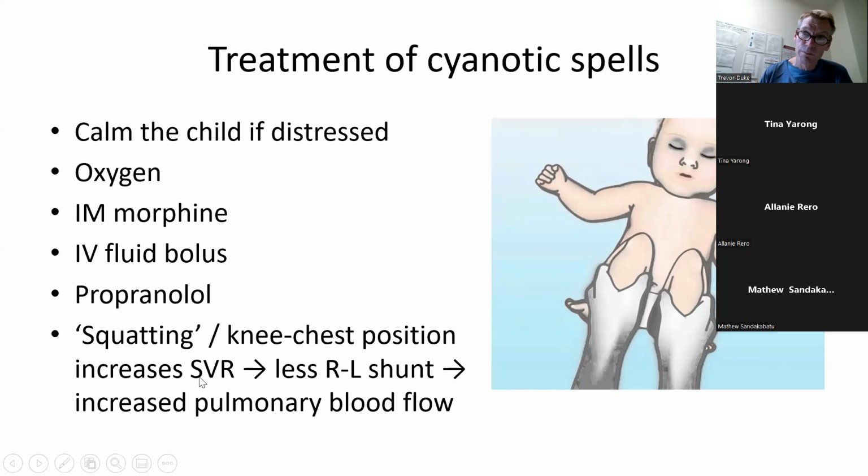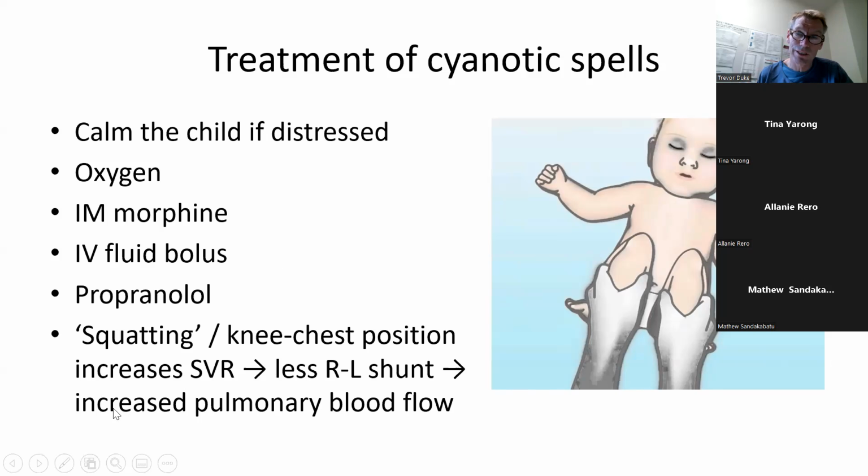It encourages blood to flow back to the heart, and you get less flow left to right through the VSD, and a bit more blood going through the pulmonary valve. So that's the knee chest position, and as the kids get older, they assume a squatting position. That helps them a lot.